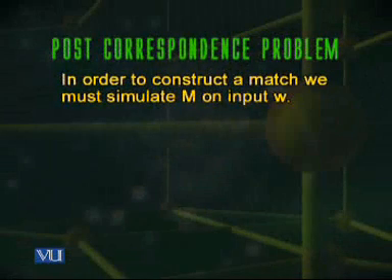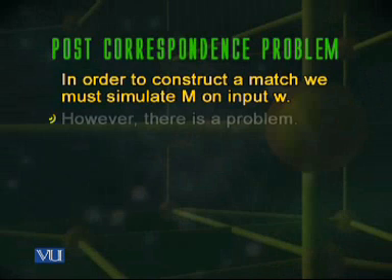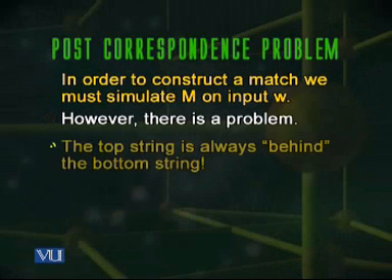Let's continue. In order to construct a match, we must simulate M on input W. However, there's a problem. The top string is always behind the bottom string. The top string, if it has 12 configurations, the bottom string has 13. If the top string has K configurations, the bottom string will have K plus 1 configurations. That means the bottom string is always going to be longer than the top string. So how are we ever going to get a match?